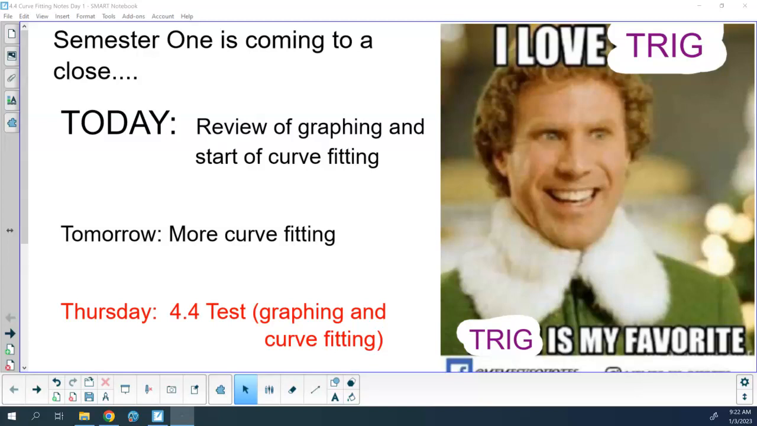Thursday is going to be your test, and your test is going to be 6 graphs and 1 or 2 curve fitting type problems. But the 1 or 2 curve fitting type problems have some other stuff in them. Then on Friday we're going to start reviewing for the final.